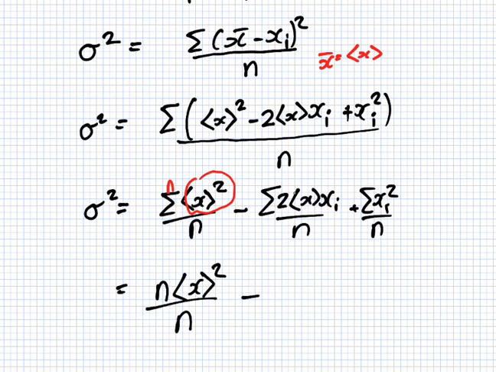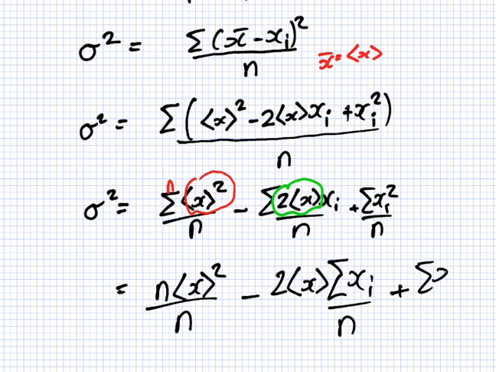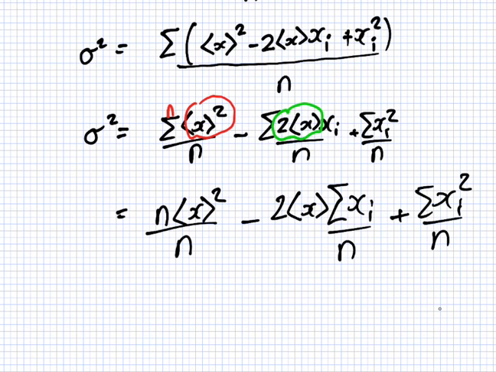Now, in this second piece, this is a constant. It's a constant in each term that I'm adding, so I can take it out in front. 2 average sum xi over n plus sum xi squared over n. They cancel, that's great.